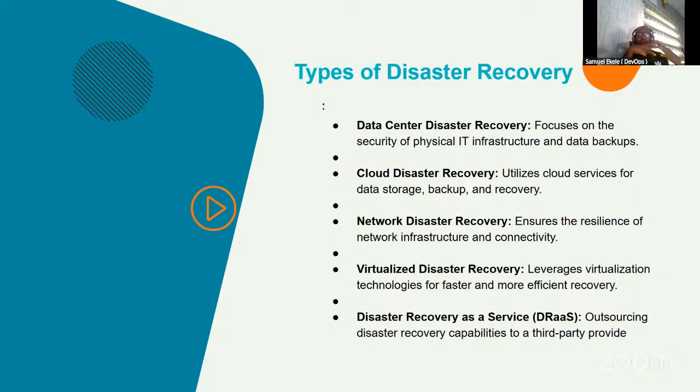Then network disaster recovery. You ensure the resilience of your network infrastructure and connectivity, right? You need to back up your network configuration settings. And whenever something happens, you just use the configuration backup to create a fresh one. It means that you are coming back fresh in a minute or two, because you already have the settings and configuration backup somewhere.